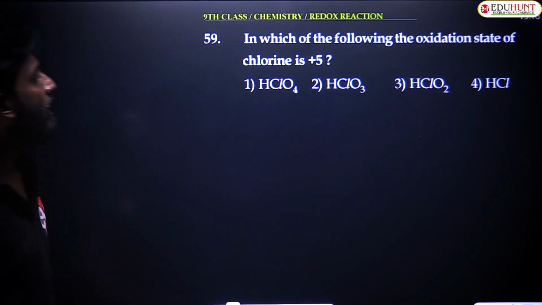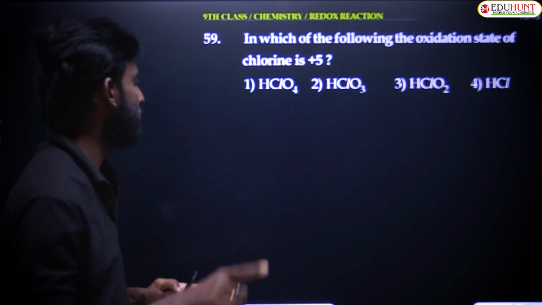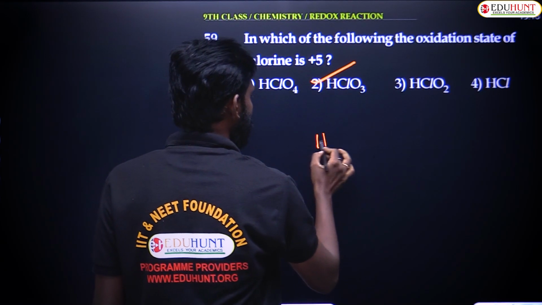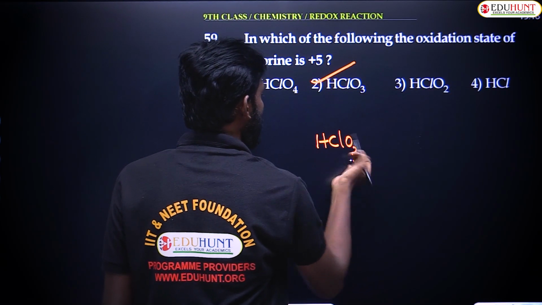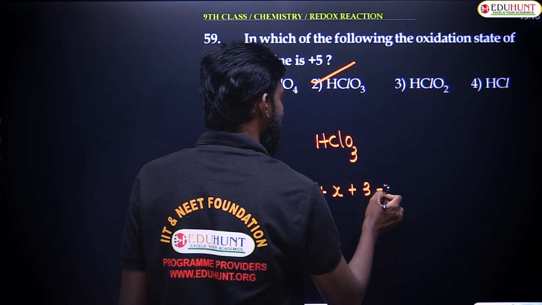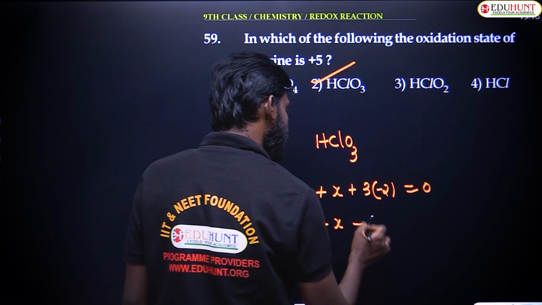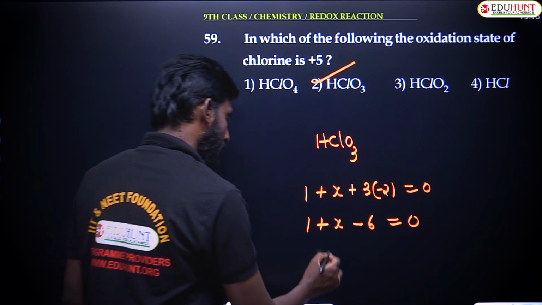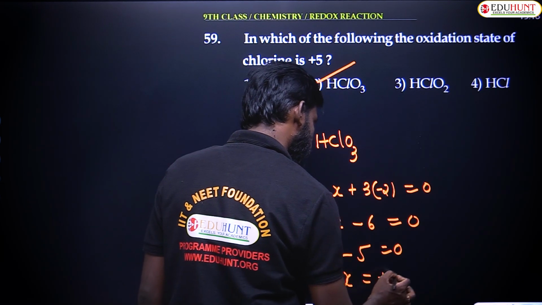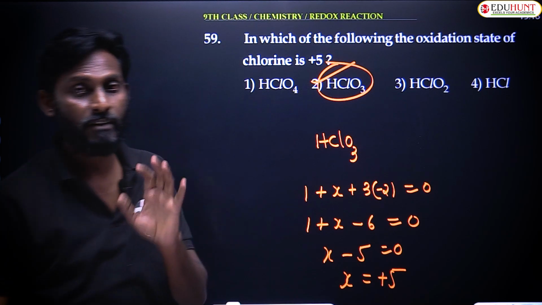In which of the following is the oxidation state of chlorine +5? This one we did several times. HClO3: 1 plus X plus 3 times -2 is equal to 0. 1 plus X minus 6 is equal to 0. X minus 5 is equal to 0. X is equal to +5. Here, chlorine is in the +5 oxidation state.